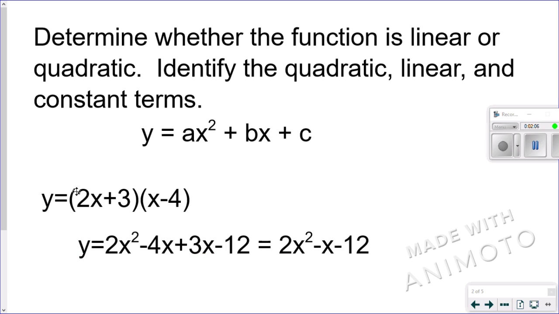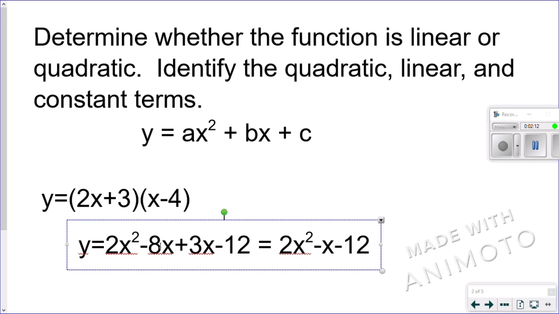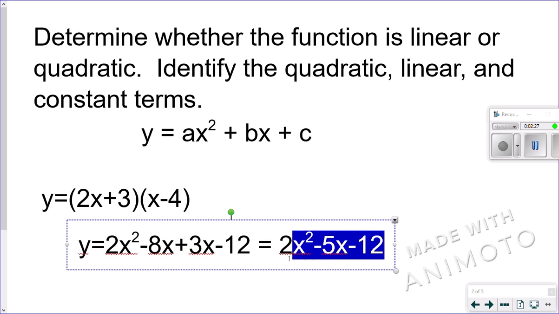Okay, so once it's simplified, you can do 2x times x is 2x squared, 2x times negative 4, oops, that should be negative 8x. And then we do 3 times x is 3x, and 3 times negative 4 is negative 12. And then we can combine our like terms, negative 8x and 3x, we can add together and get negative 5x. So 2x squared minus 5x minus 12 is our standard form equation.